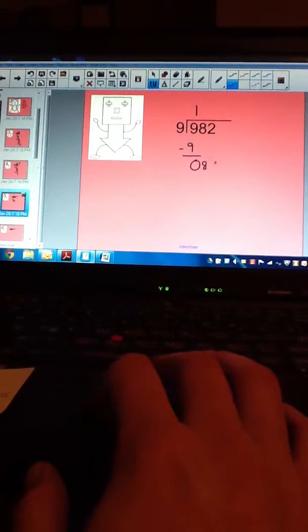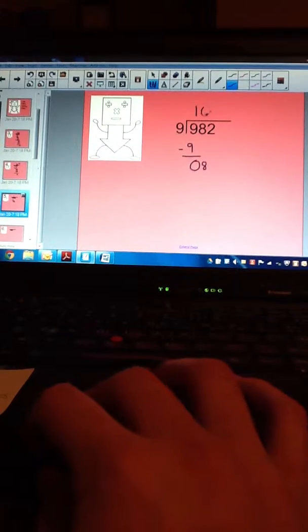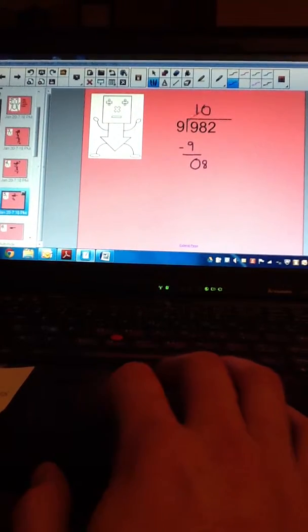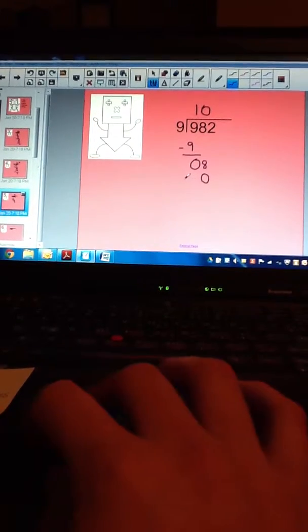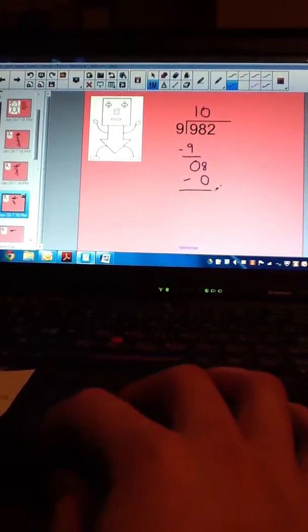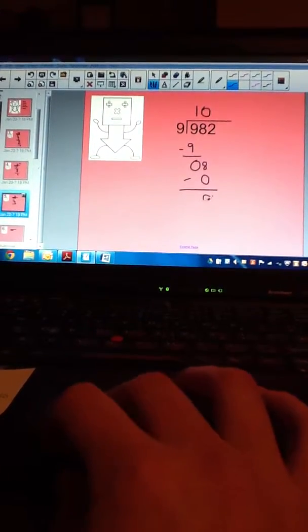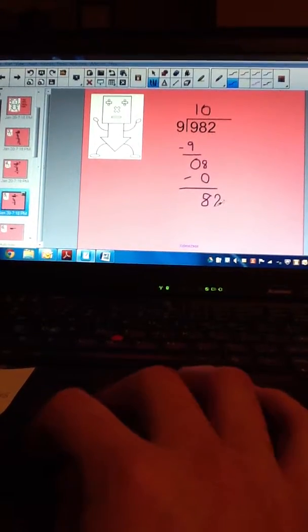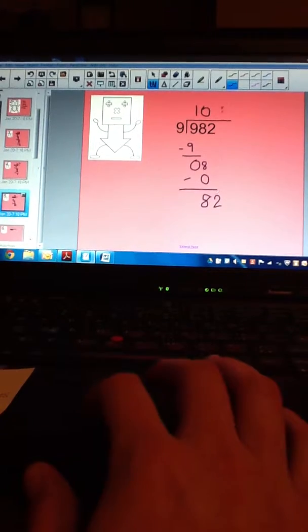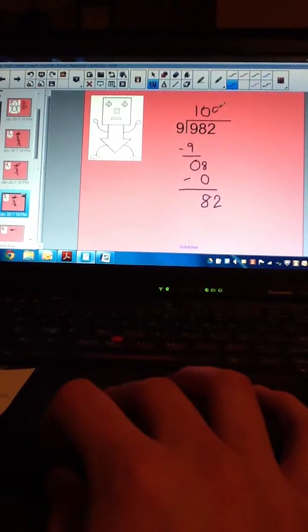9 fits into 8 0 times. And 9 times 0 is 0. If I subtract it, I end up with 8. Now I bring down my 2. 9 fits into 82 9 times.